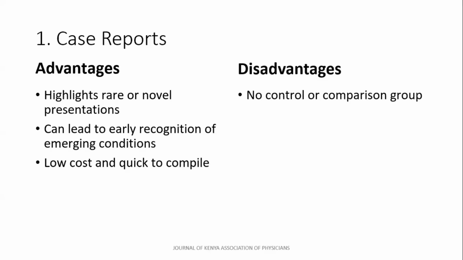Its disadvantages include that there's no control or comparison group. So you basically just have one data point, which means there's no way to know if whatever you're observing is just a coincidence or part of a larger trend. Without a control group or a comparison, you can't really say what caused what. Was it the disease itself, the treatment, or something else entirely? So it cannot really help us determine prevalence or causality because it's just based on one data point with no control or comparison group.